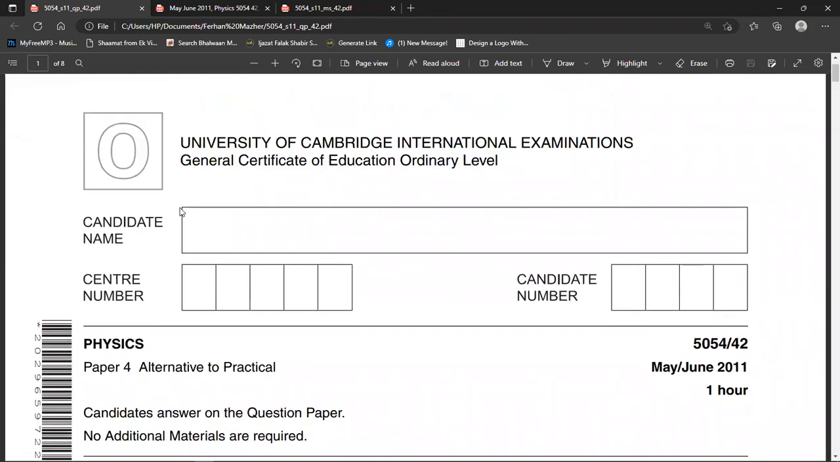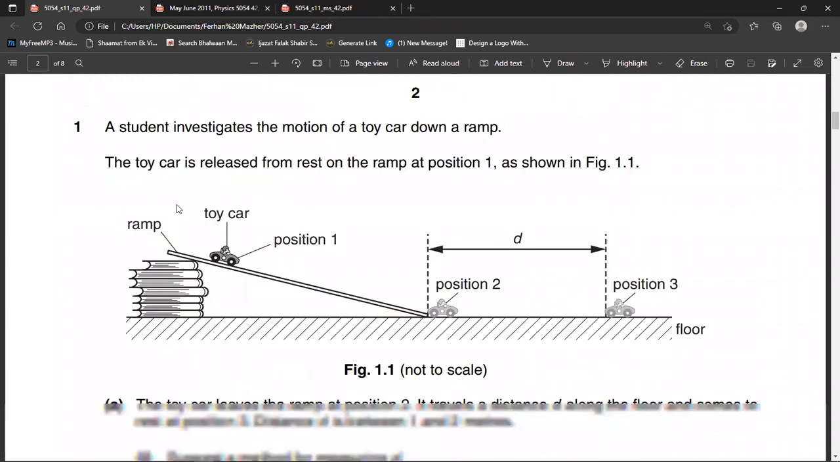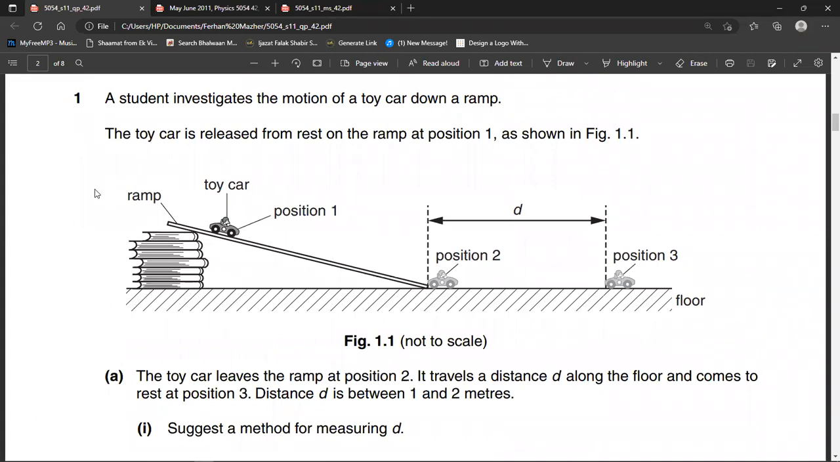May-June 2011 4-2 paper. The time allowed for this paper is 1 hour. Question number 1. A student investigates the motion of a toy car down a ramp. The toy car is released from rest on the ramp at position 1, as shown in figure 1.1. The toy car leaves the ramp at position 2. It travels the distance d along the floor and comes to rest at position 3. The distance d is between 1 and 2 meters.